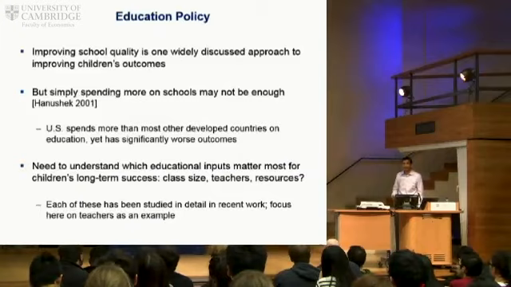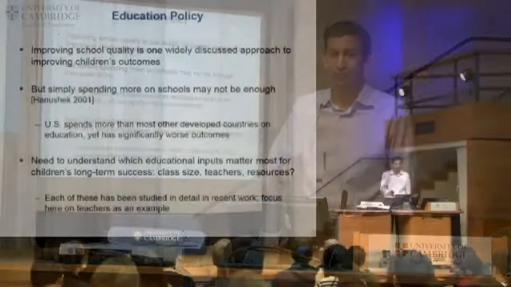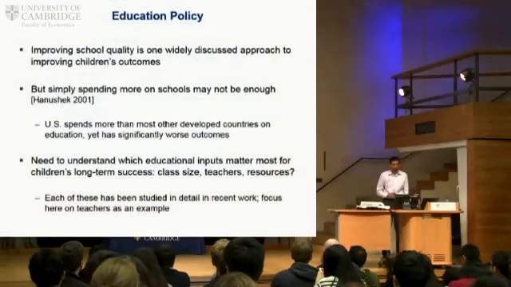And one way you can see that is that the US already spends more than most other developed countries on education, yet it has significantly worse outcomes in schools than most other developed countries. So if you just look at the raw correlations in the data, it doesn't seem totally obvious that higher expenditure, just throwing more dollars at the problem, is the silver bullet.